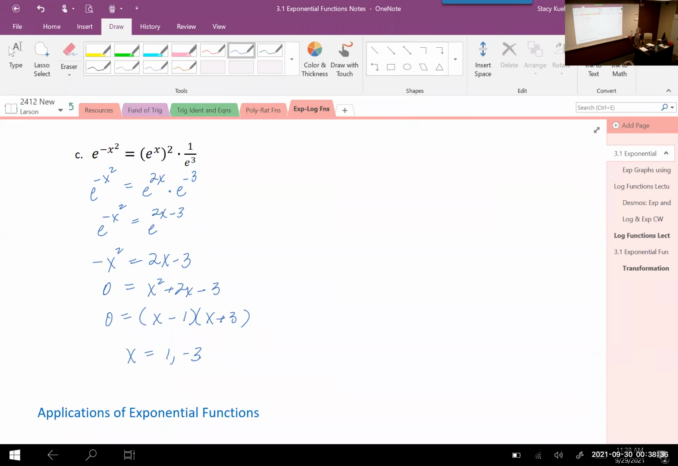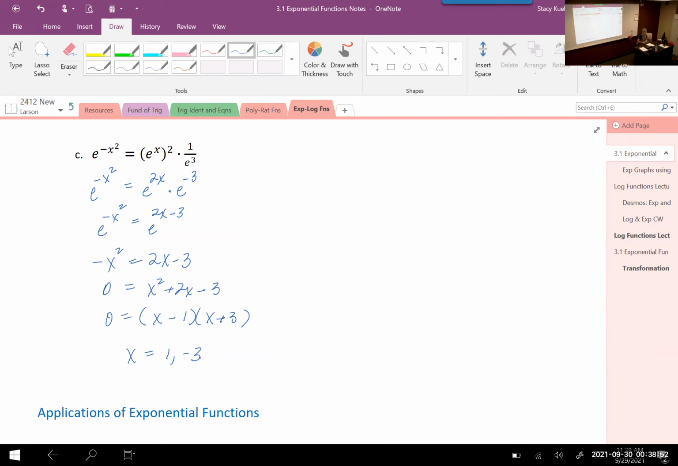Okay, do you all get 1 and -3 for your values of x? When you factor this, 1 and -3, because it factors into x minus 1, x plus 3. Plus 3 minus 1 gives a plus 2, okay?